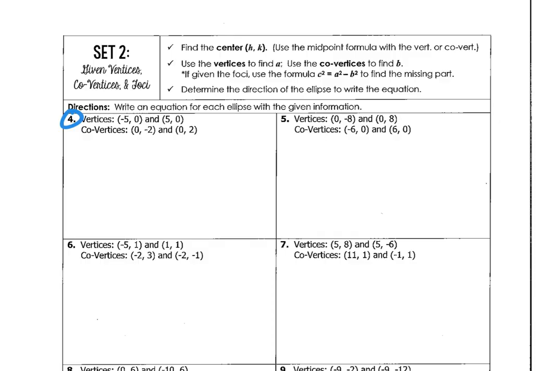The hardest part here is we don't know the center. We know the vertices, we know the co-vertices. I need the center, so it kind of just goes through the steps here. We got to find the center first, use the midpoint formula if we have to. Vertices to find A, how far are we moving to get to A? And then determine what the direction of the ellipse is to determine where the A squared and B squared values are going to go. Okay, so first up, my center.